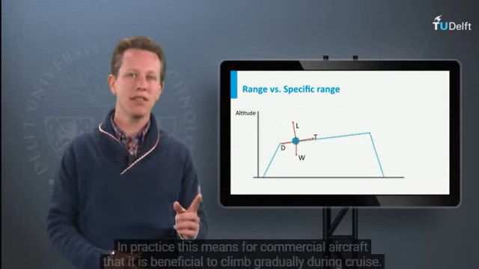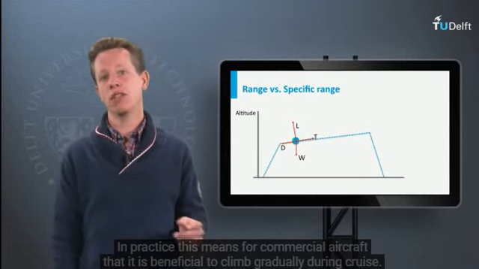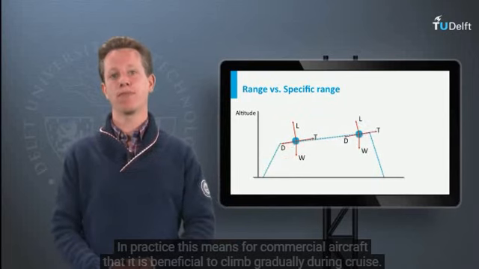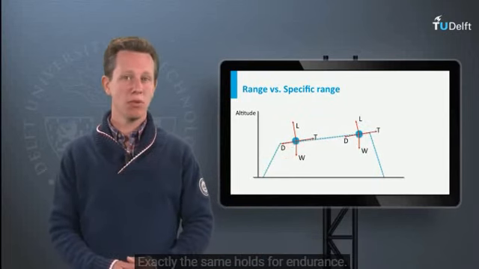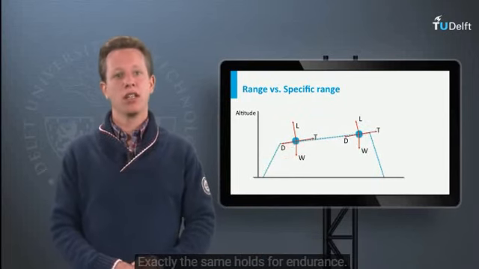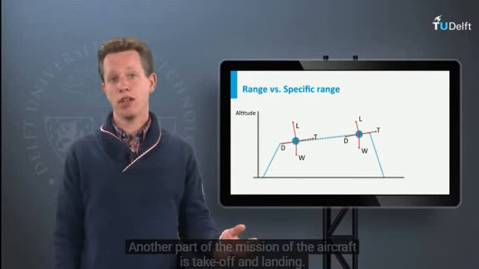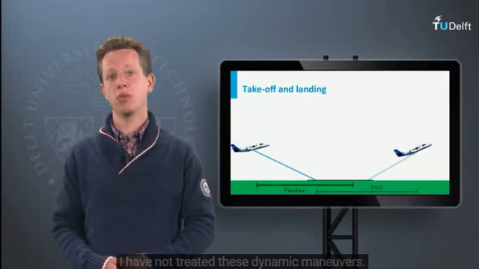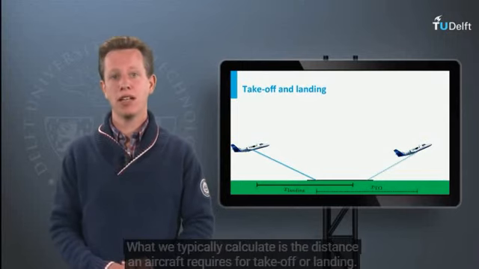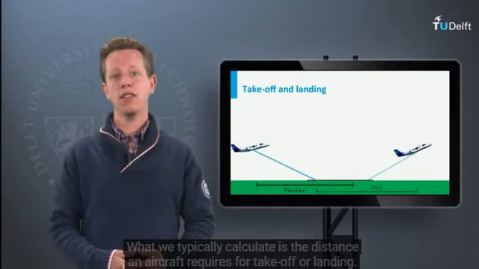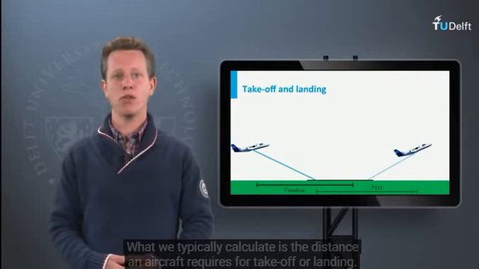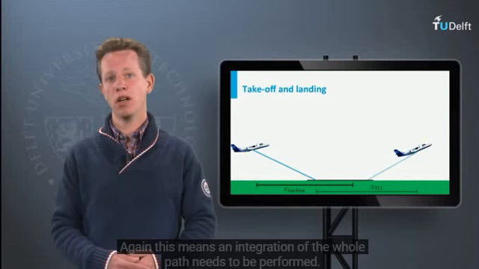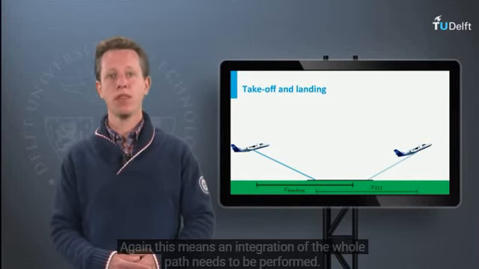Now, in practice, this means for commercial aircraft that it is beneficial to climb gradually during cruise. Exactly the same problem holds for endurance. Now, another part of the mission of the aircraft is takeoff and landing. I have not treated these dynamic maneuvers. What we typically calculate in this case is the distance an aircraft requires for takeoff or landing. Again, this means an integration of the whole path needs to be performed.